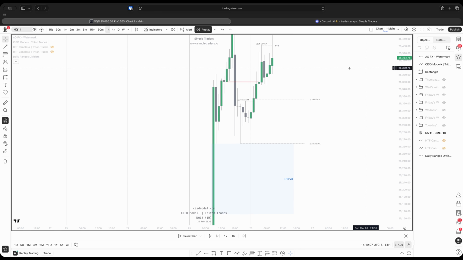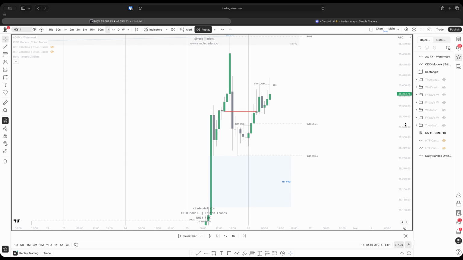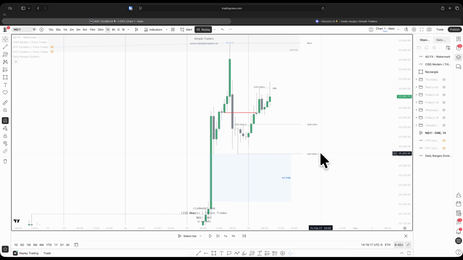Okay, we also do have equal lows over here. This is equal lows. And of course, Asia low, a key level of time-based liquidity. So of course, my indicator automatically plots this, so it's very convenient for me.